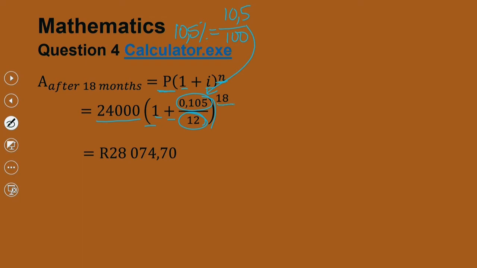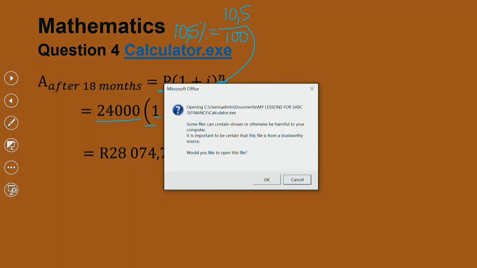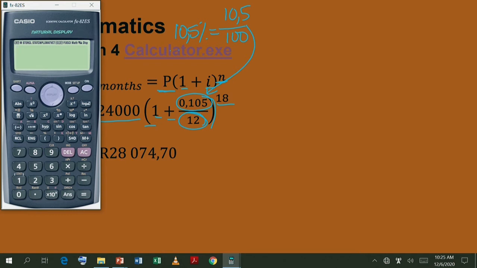All right. Now we can use our calculator to work this out. First, you will type your 24,000. Open bracket, type 1 plus, then you press the fraction button, you type 0.105, divide everything by 12, right? Press the right arrow. Make sure you close the bracket and then press the exponent button to the power of 18. Once we have that, we press the equal sign. Can you see that gives you 28,074.70. So we can proceed.